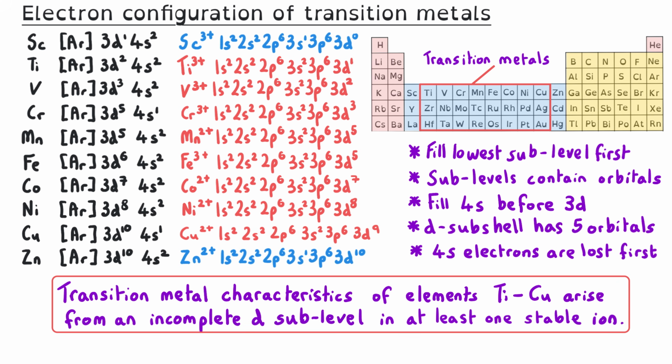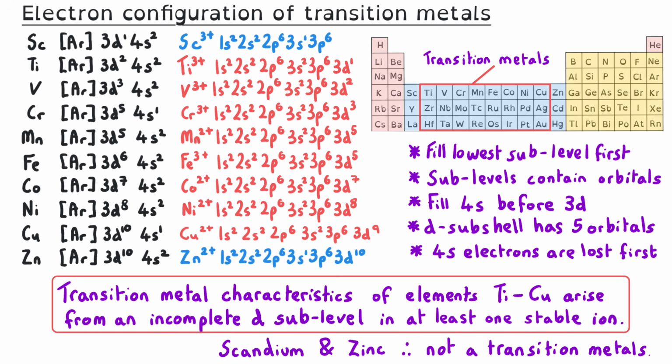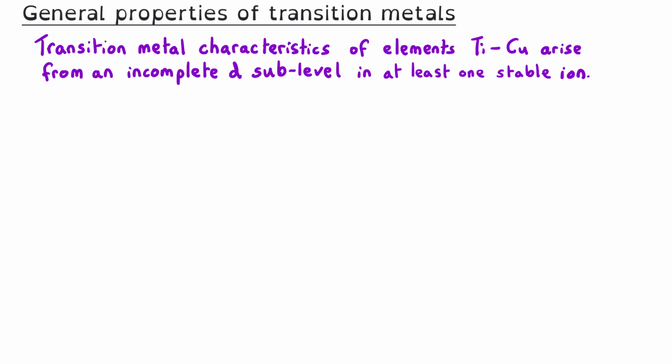Scandium and zinc are exceptions. Scandium typically only forms a 3+ ion, which means its d subshell is in fact empty. Zinc typically only forms a 2+ ion, and it loses its 4s electrons to do so, and so the 3d subshell is in fact entirely full. Therefore, scandium and zinc are not considered to be transition metals because they do not form stable ions with an incomplete d subshell.